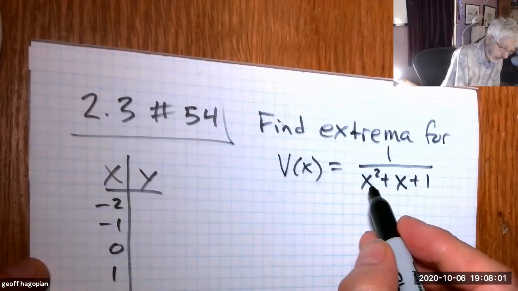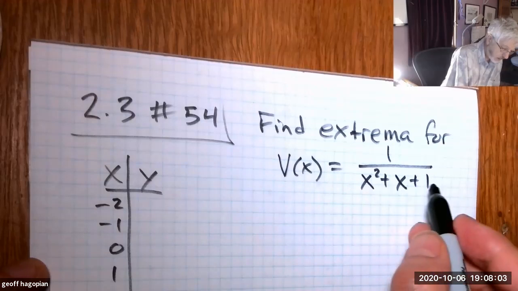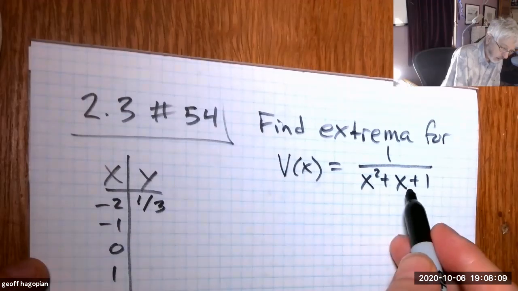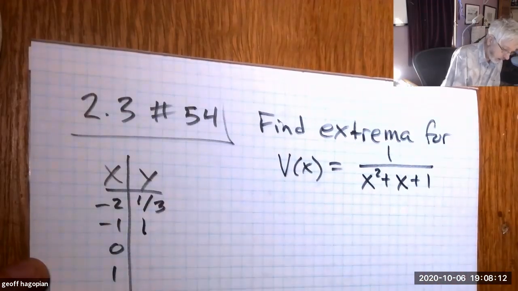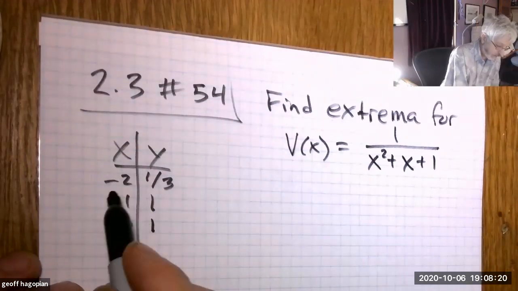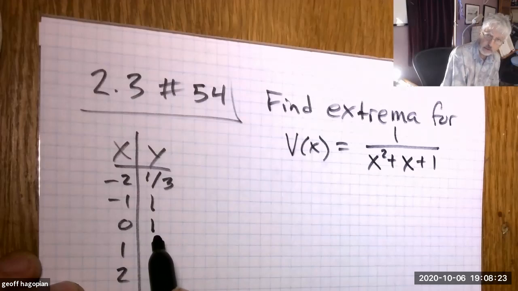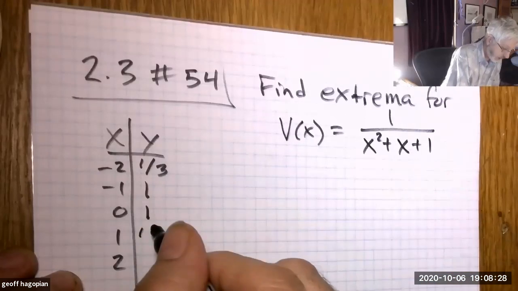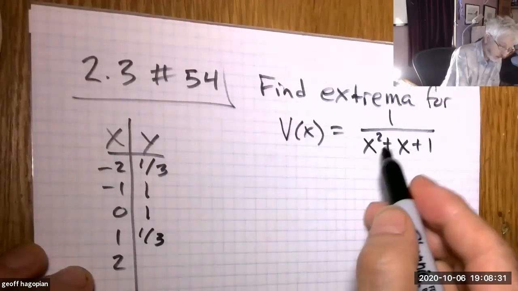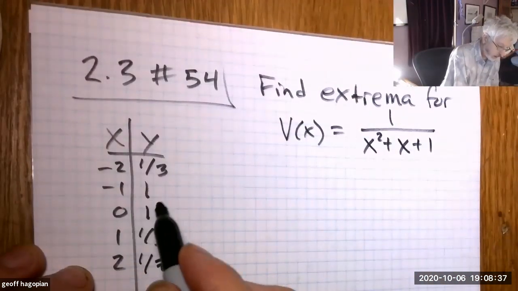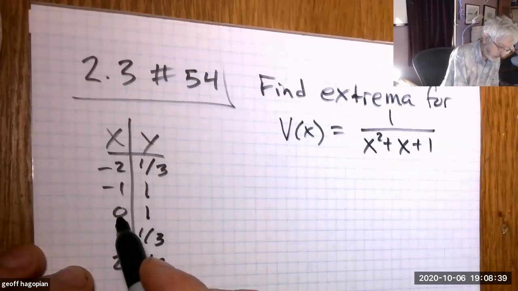If the input is -2, this is 4 minus 2 is 2 plus 1 is 3, that's 1/3. If the input is -1, 1 minus 1 plus 1 is 1. The reciprocal of 1 is 1. At 0, again, we got 1. Does that violate the uniqueness? No. For any particular input, we can only have one output. We can have two different inputs that produce the same output, though. That doesn't violate the function rule. So this is 1/3 again. And then at 2, we're at 4 plus 2, that's 1/7. So it looks like it's going to be increasing in the neighborhood of -1 and 0.